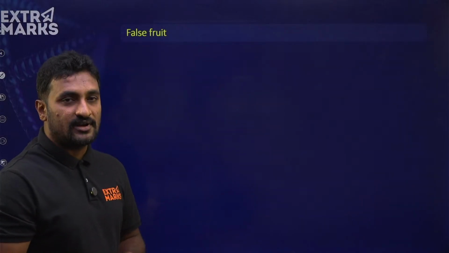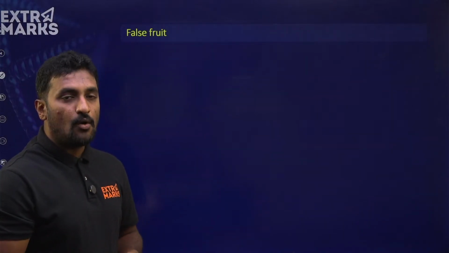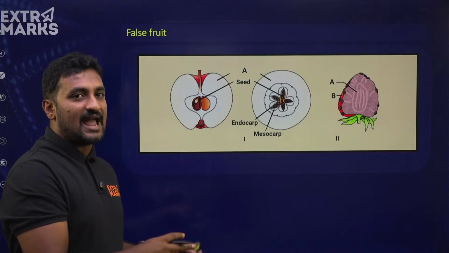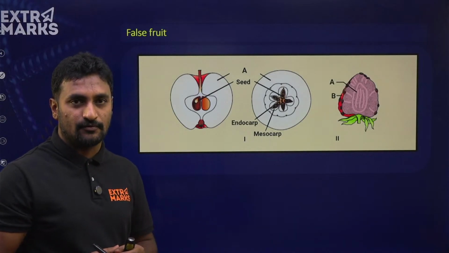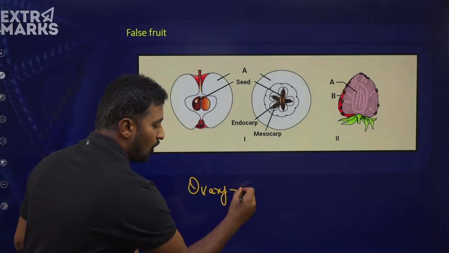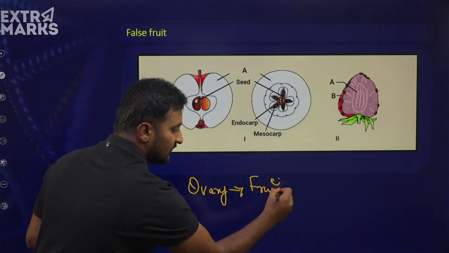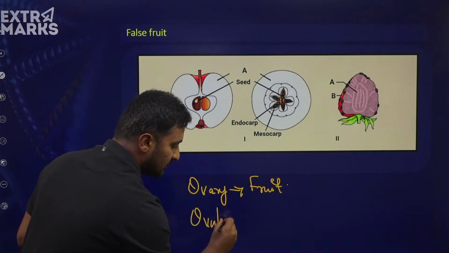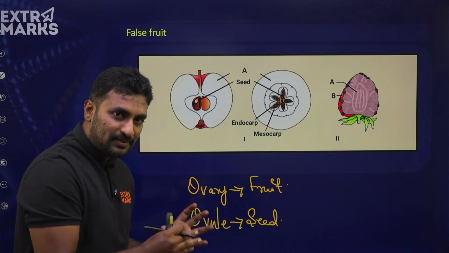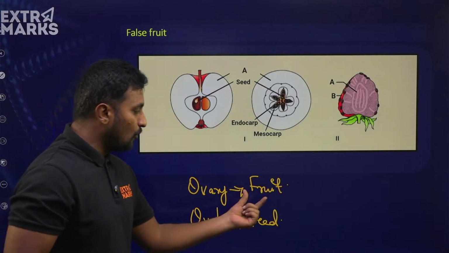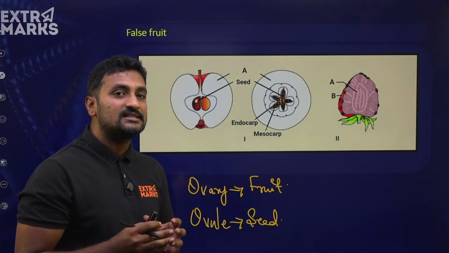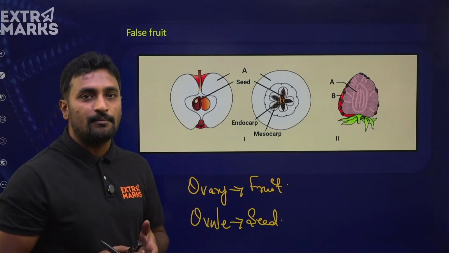The next topic is the false fruit, right? Now what do you mean by a false fruit? To understand this, first we need to understand where exactly the fruit comes from, then we will understand what is meant by false fruit. As you all know, in flowering plants, the ovary changes into fruit and the ovule changes into seed, right? Now there are some plants where the fruit is not developed from the ovary. Instead of this, there are other parts in the flower which are involved in the development of the fruit.